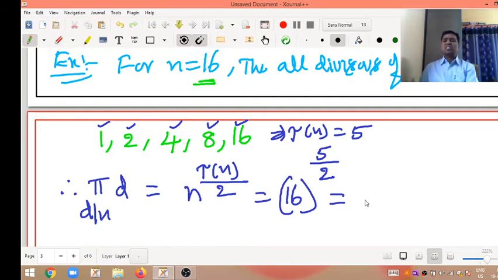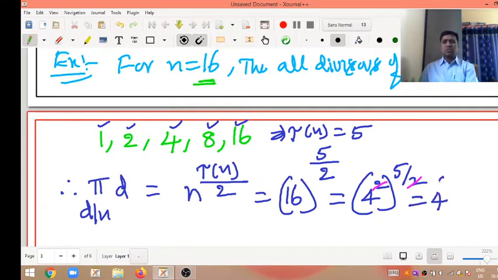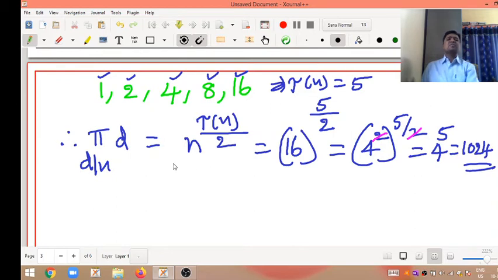How? 16 we write as 4 squared. 4 squared whole to the power of 5 by 2. Here, my dear friends, the 2 gets cancelled. What remains? 4 to the power of 5, which is nothing but 1024, my dear friends. Like this way, we find the product of all divisors of a given integer.